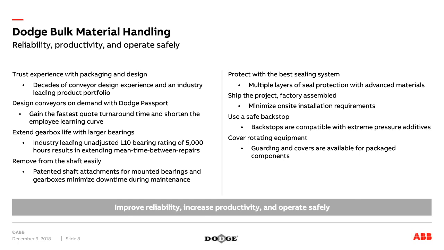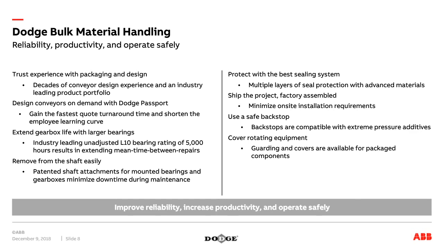When you utilize gearboxes in your applications, from a user standpoint, you want to extend your mean time between repairs as long as possible. Utilizing larger bearings in that application, with the AGMA rating of 5,000 hour L10 life on all the bearings, is a design practice that Dodge is the only manufacturer that does, and ultimately you're going to get the longest life in between repairs.